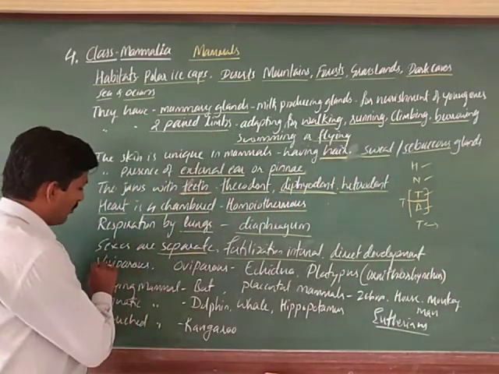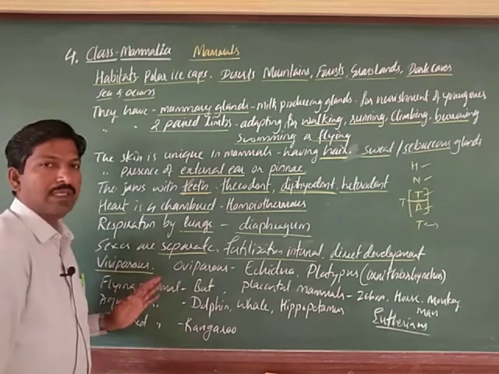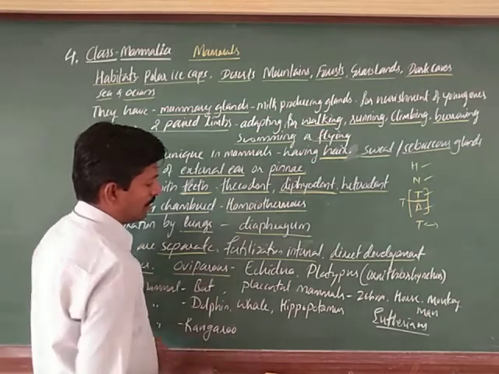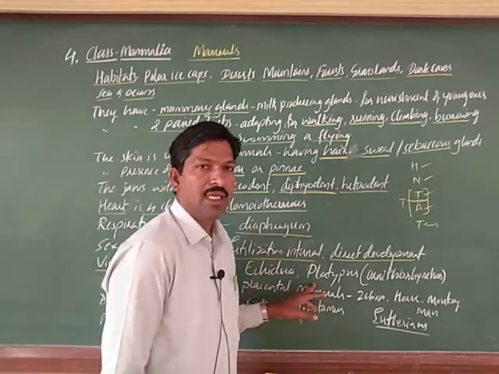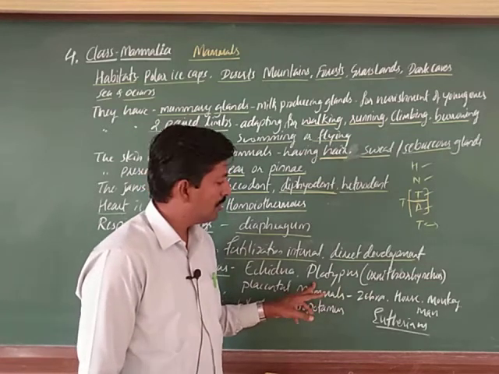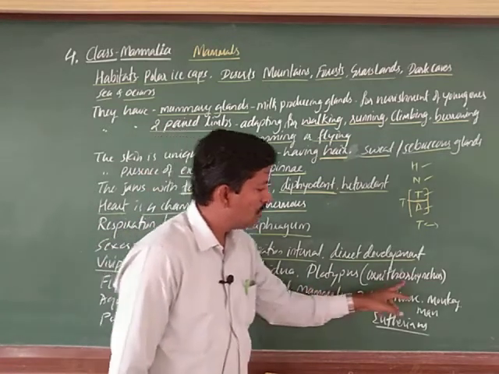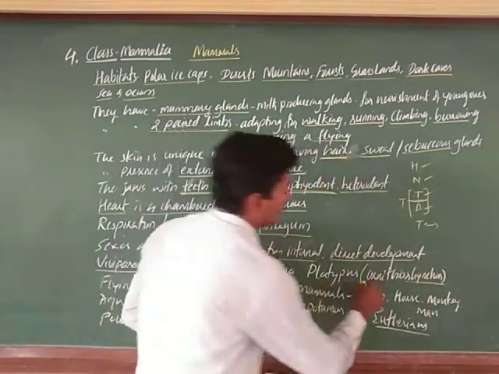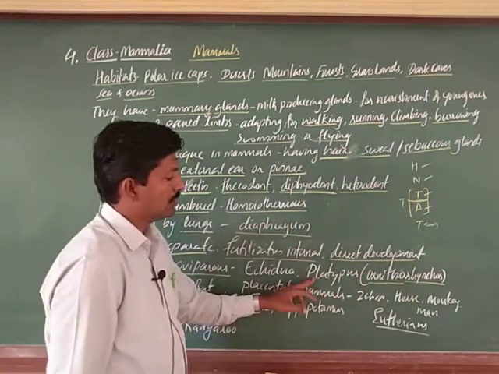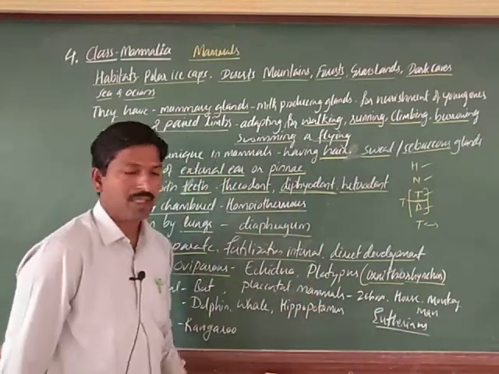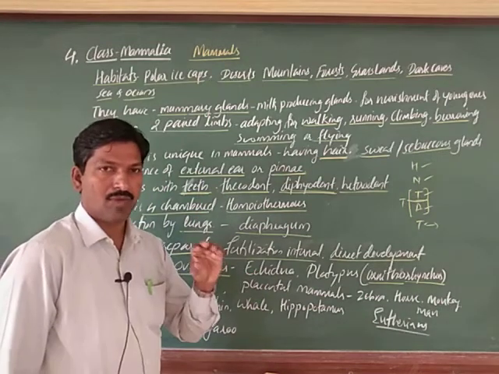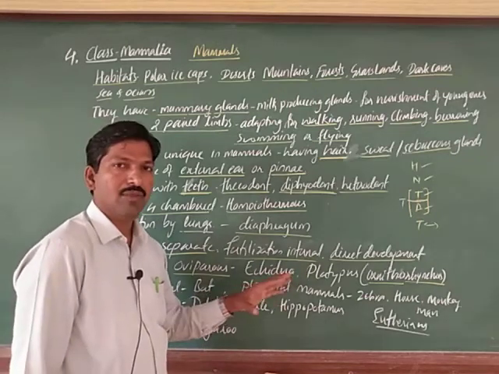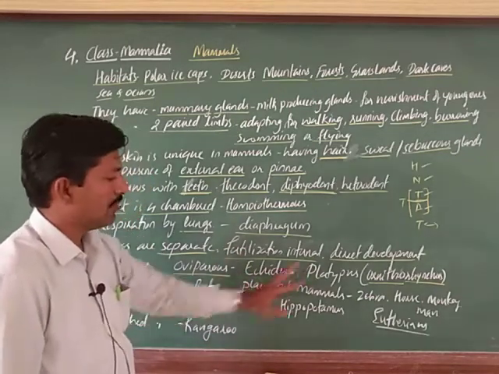Next, they are mostly viviparous, all are viviparous except some, which is exceptional. Oviparous mammals also exist, echidna and platypus. Echidna and platypus usually have an aquatic habitat. Ornithorhynchus is the scientific name of the platypus. Even their mouth is beak like, but it is not a beak, it is spatula type. That is echidna and platypus, you remember.